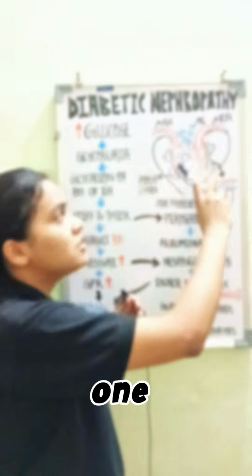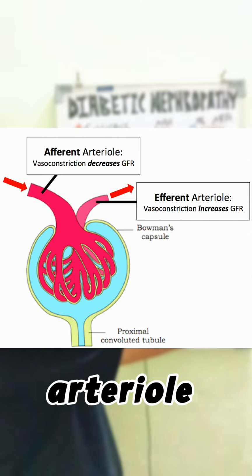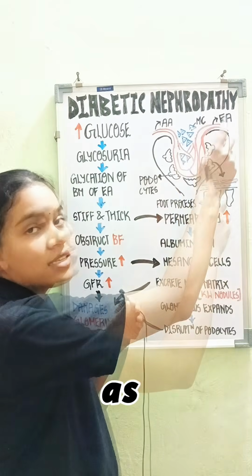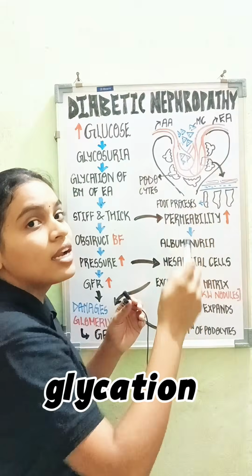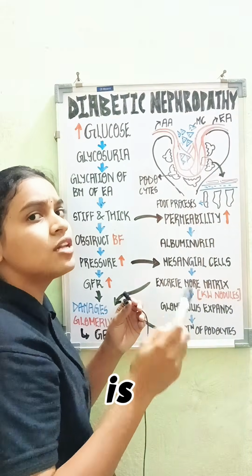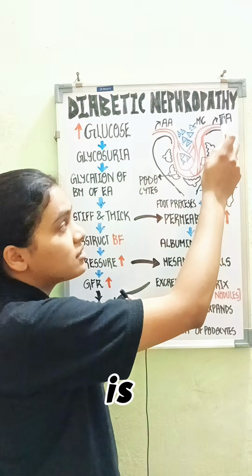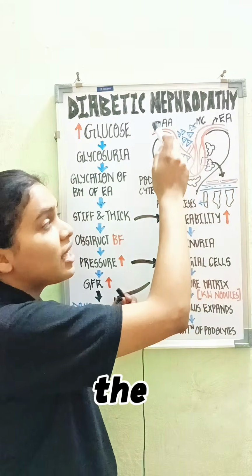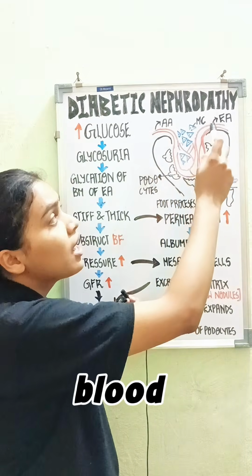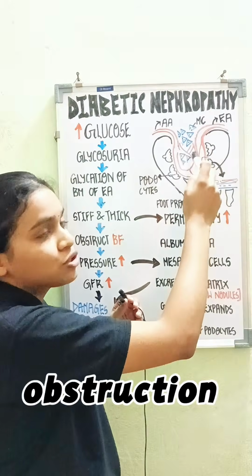Efferent arteriole is the one जिधर से blood exit कर रहा है and afferent arteriole is the one जिधर से blood enter कर रहा है. As there is a glycation of the efferent arteriole, it starts to become thick and stiff, which is also called hyaline arteriosclerosis. Now as this efferent arteriole is thick, the same amount of blood entering from the afferent arteriole can't leave the efferent. There is an obstruction of the blood flow.